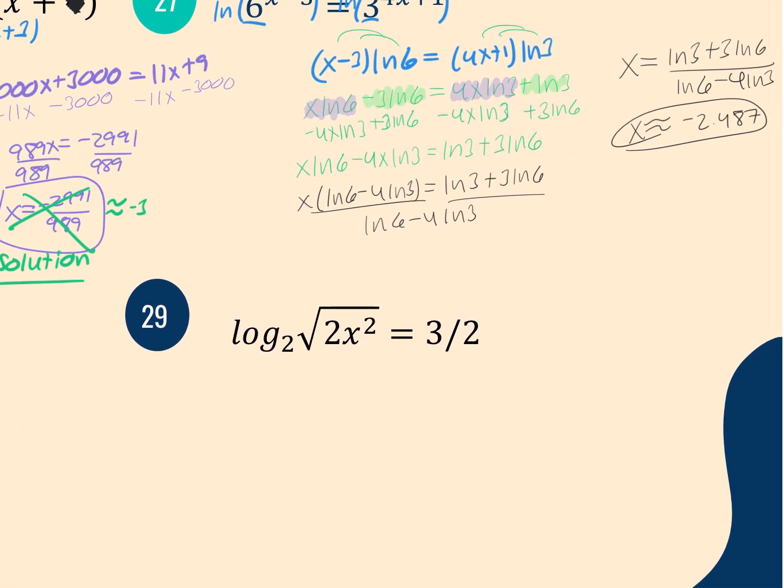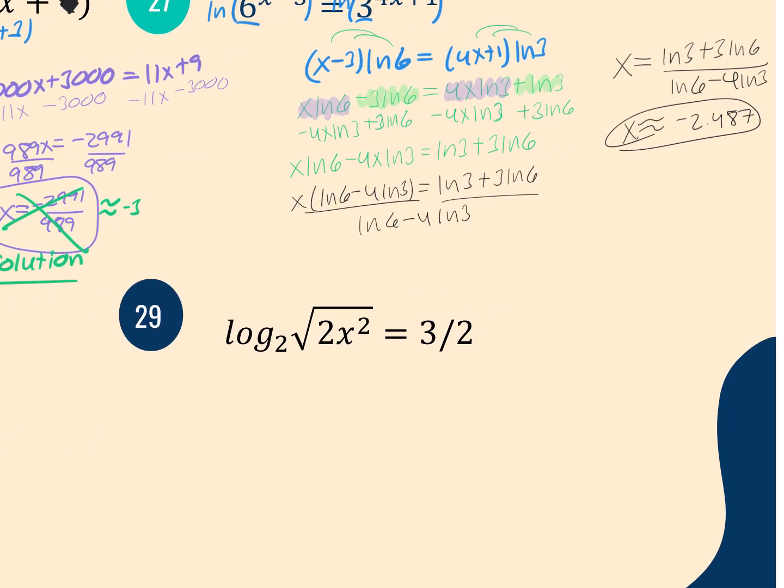And then lastly, let's try this one. All right, there are a couple ways that you can do this one. What I would do is I would change that square root to a 1/2, all right? Equals 3 over 2, right? You could also just convert it right away. You could say 2 to the 3/2 equals 2x squared to the 1/2. I don't really like working with fractions though.